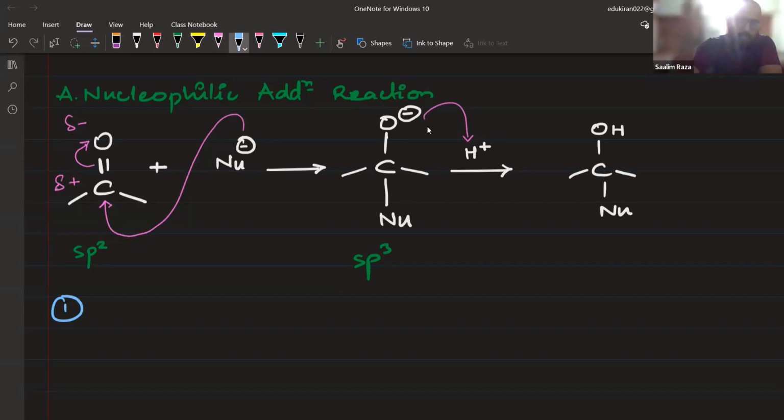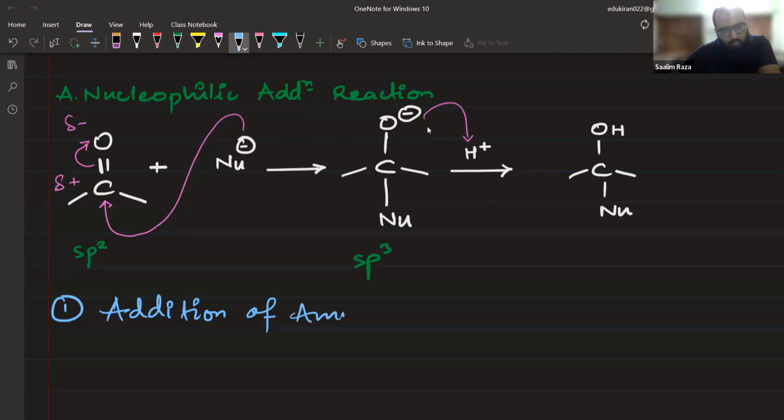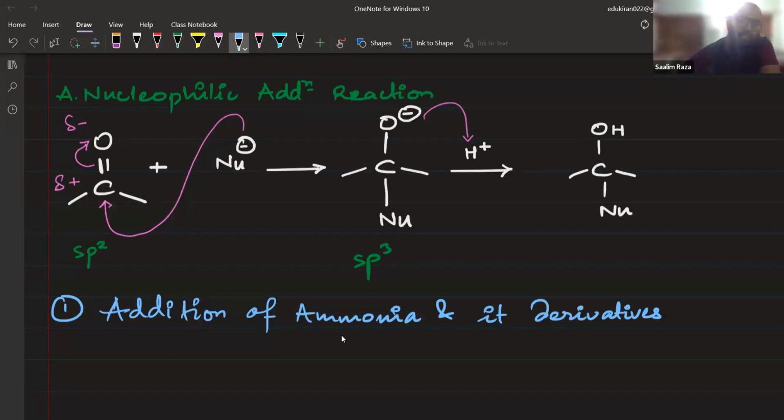After this, you will write the first reaction. This is a class of reaction. We will look at many nucleophilic addition reactions. उसमें सबसे पहला लिखिए addition of ammonia and its derivatives.